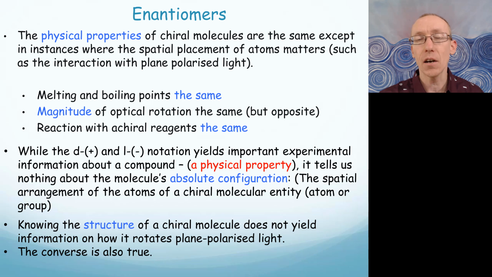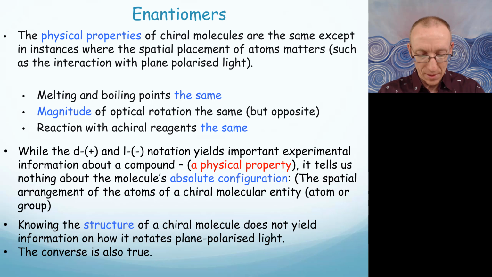And they react with achiral reagents the same way. So these are, most of the reagents we use are achiral. We can use D or plus or L and minus to talk about the way that they rotate plane polarized light, but that says nothing about the actual configuration of the atoms. It doesn't tell us whether we have the right hand or the left hand.